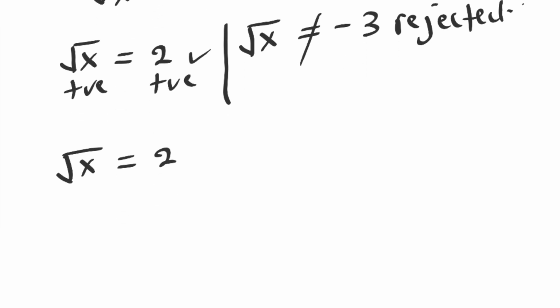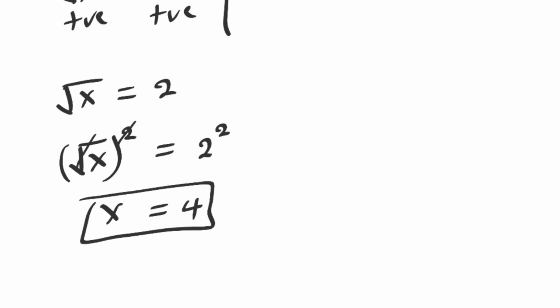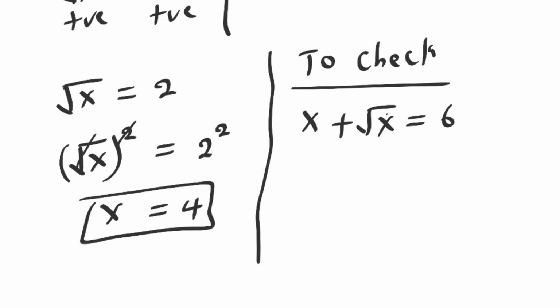Let us square both sides of this equation. And square root of s square is equal to 2 square. Now this cancels this. S is equal to 4. This is the final answer. Let us check to confirm if this answer is right or wrong. To check, we have the given equation s plus square root of s is equal to 6.